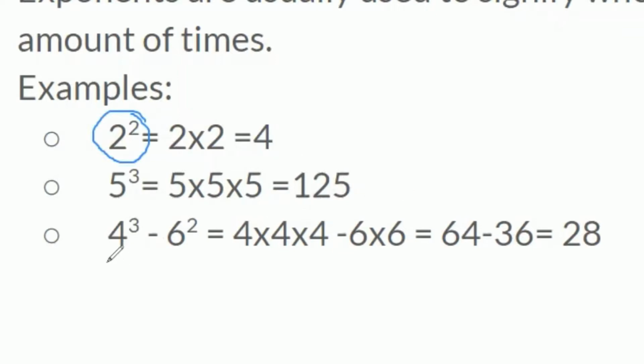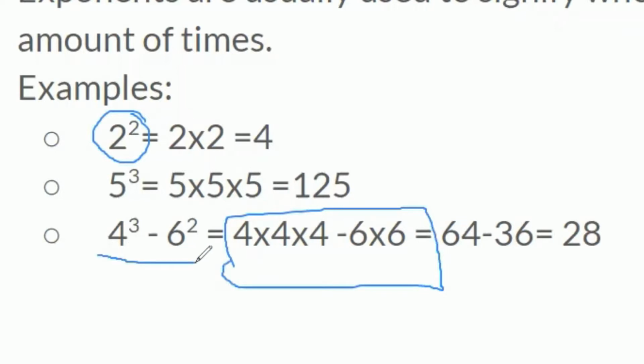And then we also have 4 cubed minus 6 squared. So in other words, you're just rewriting it as 4 times 4 times 4 minus 6 times 6, and that's equal to 64 minus 36, and that's equal to 28. So in other words, you could use exponents to really minimize the amount of writing. So notice how it goes from something large like this, and it could be written into something small like this.